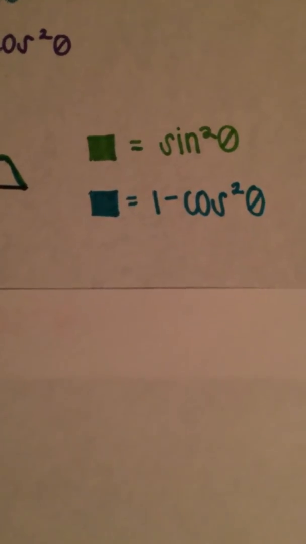I drew the graph again, and you can see that they overlap right here. The green is sine squared theta, and the blue is 1 minus cosine squared theta. This is a trig identity. Sine squared theta equals 1 minus cosine squared theta.